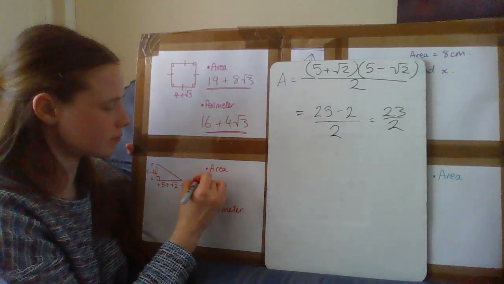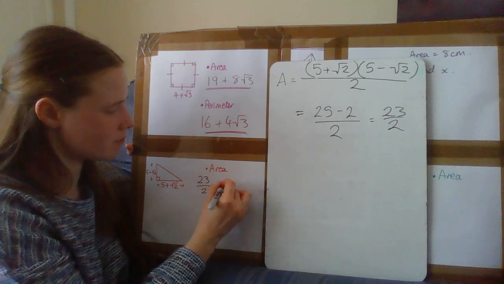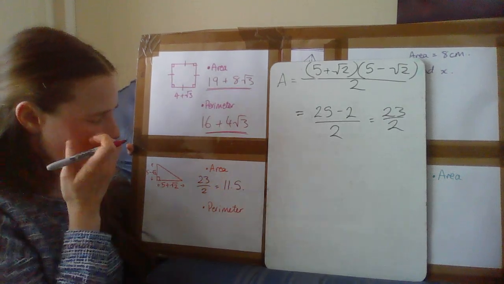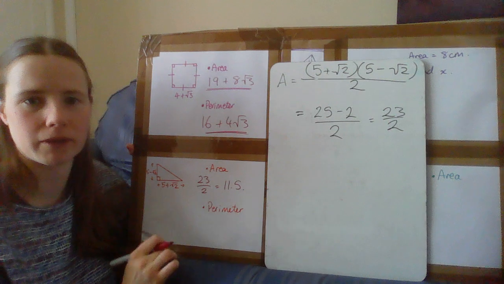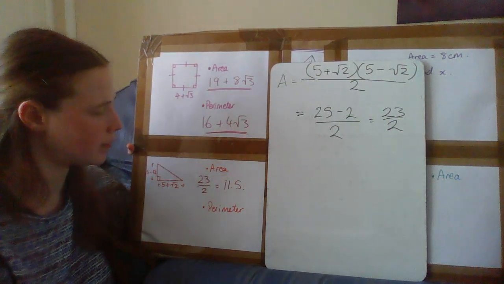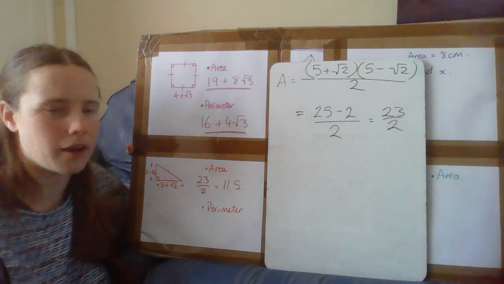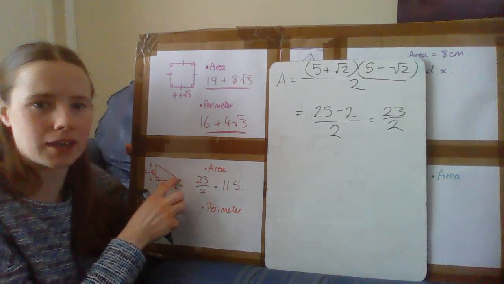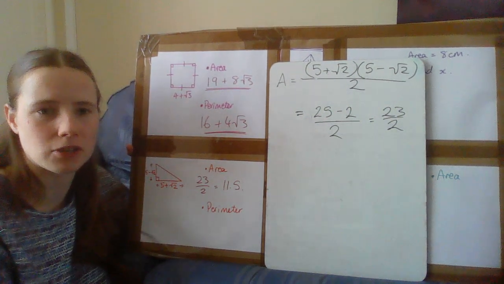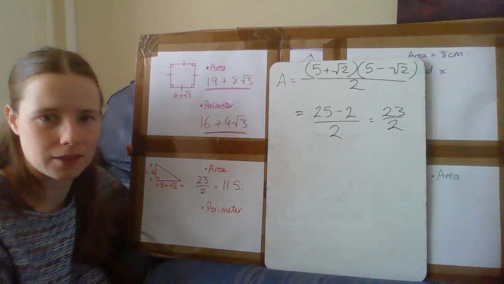Again, I've not been given units, so I'm leaving my units blank on the answer. Now, for the perimeter, I need to add all of the lengths together, and I haven't been given this length here. So the first thing I'm going to have to do is work out what that length is.